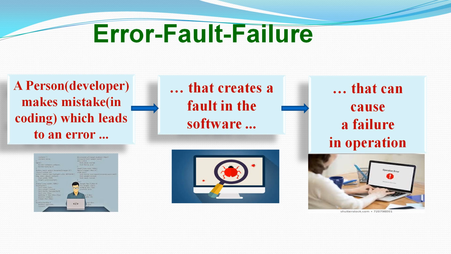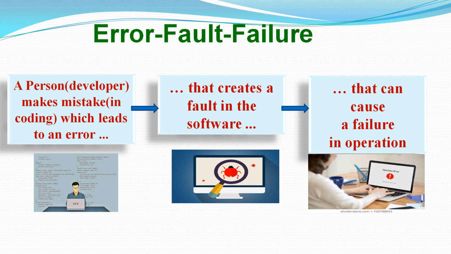Why we got this failure in operation? Because that defect is present in the software. Why we got the defect in the software? Because there is an error in the code, error in the program. Why we got the error in the program? Because there is a mistake in the coding. Who is responsible for that mistake in the code? Developer, software developer or software programmer.